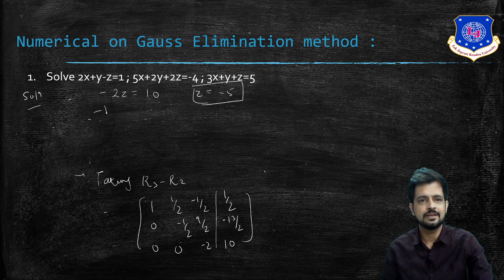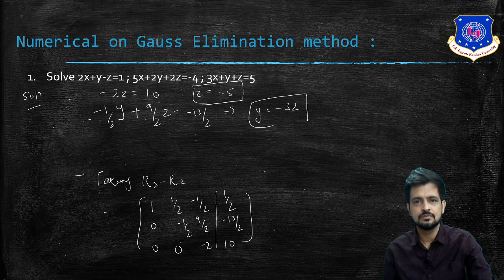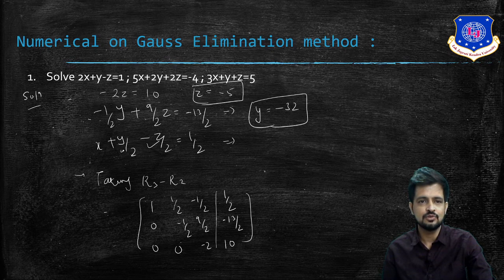My second equation can be written as minus 1 by 2y plus 9 by 2z is equal to minus 13 by 2. And this will give me the value of y as minus 32. And the last, x plus y by 2 minus z by 2 is equal to 1 by 2. And after solving this and placing the values of y and z, you will get the value of x. What is the value of x? See, the value of x is 14.